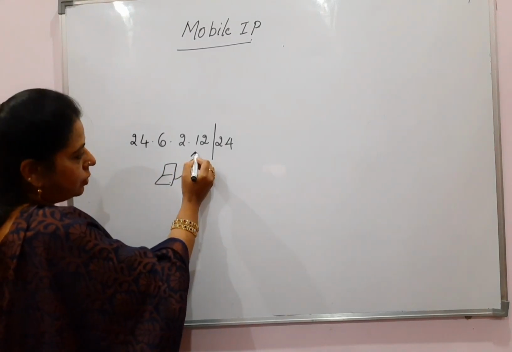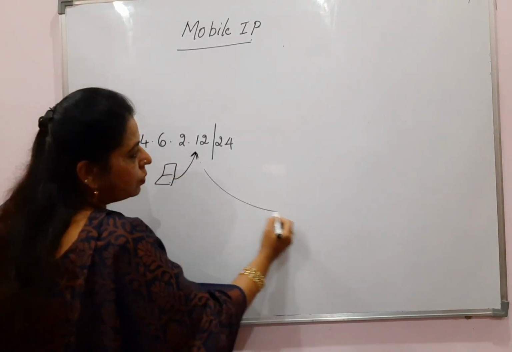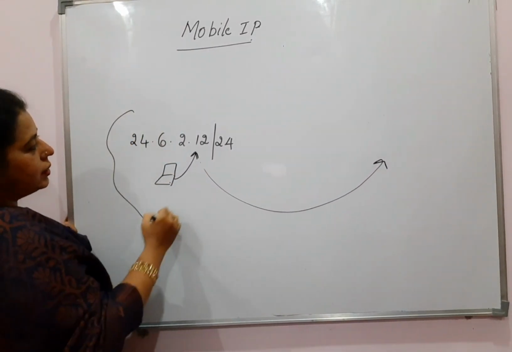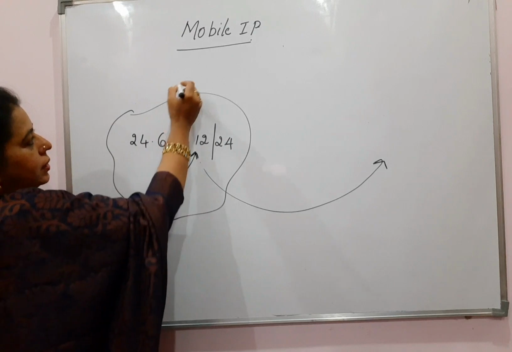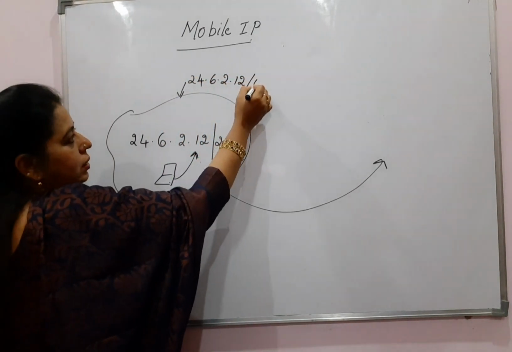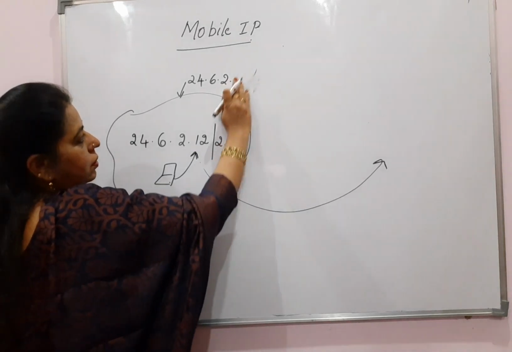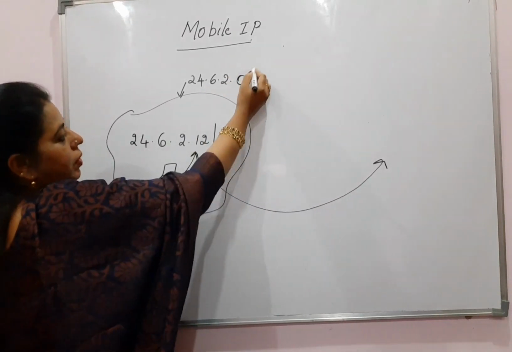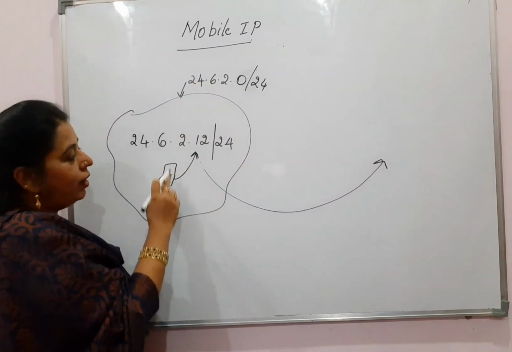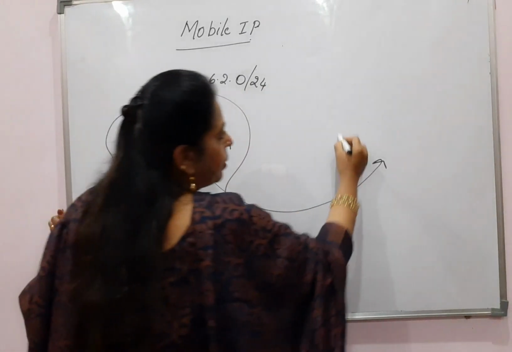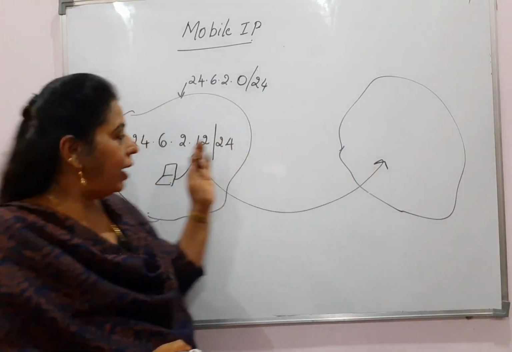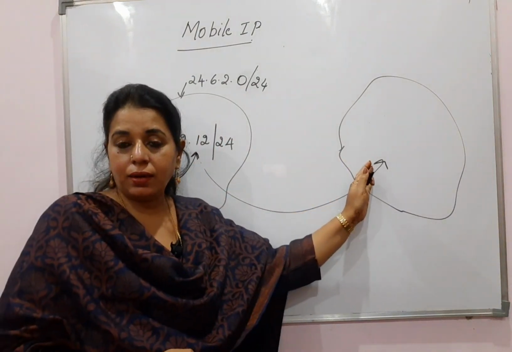Suppose this host wants to move to some other network, or has moved to some other network; presently it is in this particular network. This network address will be what? 24.6.2.12 slash 24. This will be the network address. The host is here, fine, and now this host will move to some other network, and when it moves to some other network, can it carry the same IP address there?